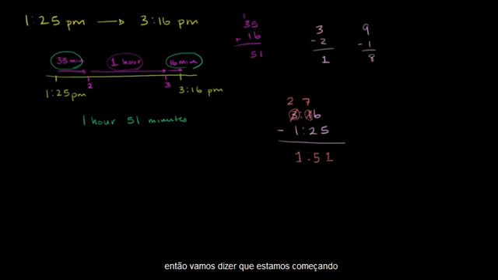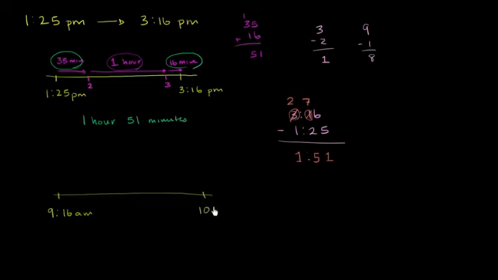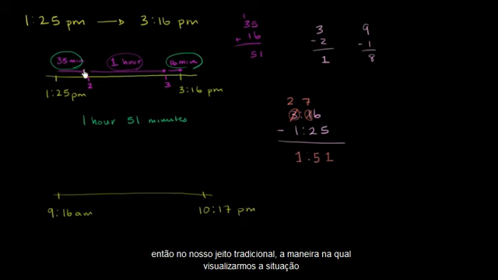So let's say that we are starting. Let me draw another number line here. Let's say we're starting at 9:16 a.m. And we are going all the way to, I'll do it in the same color, let's say we're going all the way to 10:15 p.m. Actually, let me do a slightly different one. Let's do 10:17 p.m.